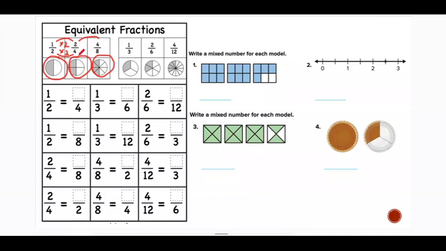Now look at the next fraction. The relationship between 4 and 8: 4 times 2 is 8, right? 4 times 2 is 8. Now look at here. If I multiply 2 with 2, the answer is 4. It means they are equivalent fractions.